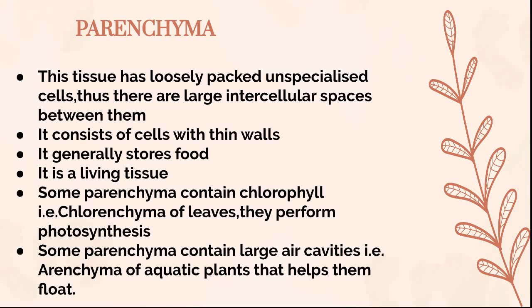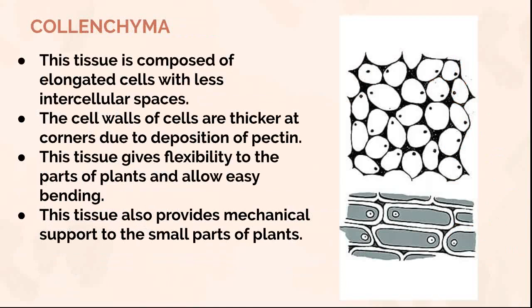Now we come to collenchyma. Collenchyma is a tissue in which the cells are elongated. They have less intercellular spaces as compared to parenchyma. There is one thing specific about this tissue. The cell walls of the cells are thicker at the corners due to the deposition of pectin. Because pectin is deposited at the corners, hence the walls are thicker at the corners.